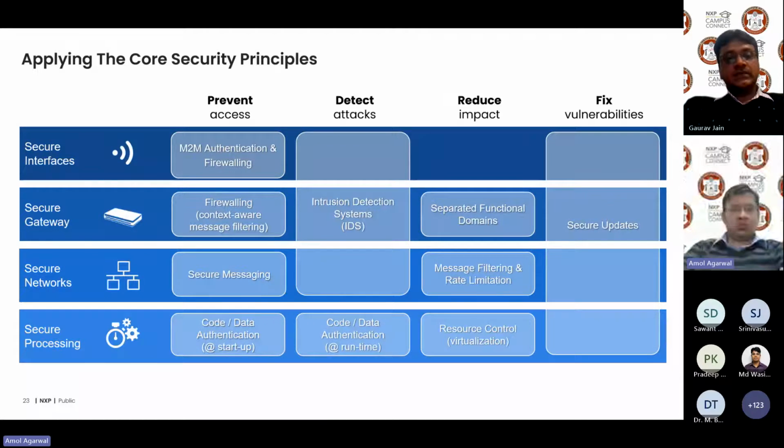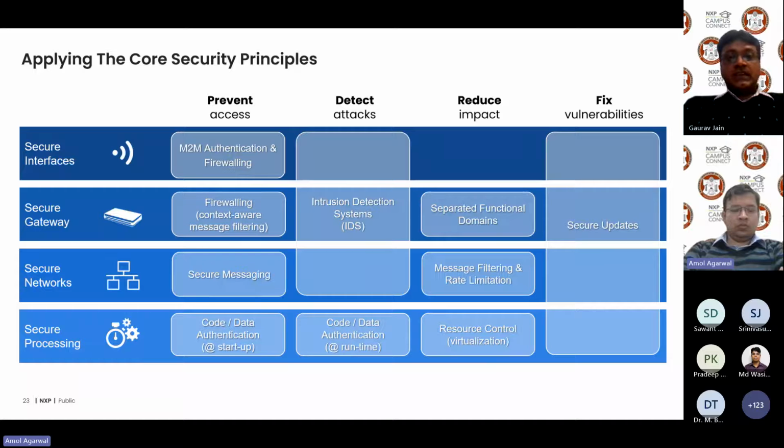So M2M authentication and firewall. That is just one mechanism, where machine-to-machine authentication is there to make sure that there is no unwanted access to that particular MCU, MPU. And similarly, we have secure messaging and code and data authentication at startup. So whenever the chip boots up, the authentication takes place of the code which is going to run as part of the application, whether that is secured code, whether that is authenticated code. All those steps are run at the startup of the car.